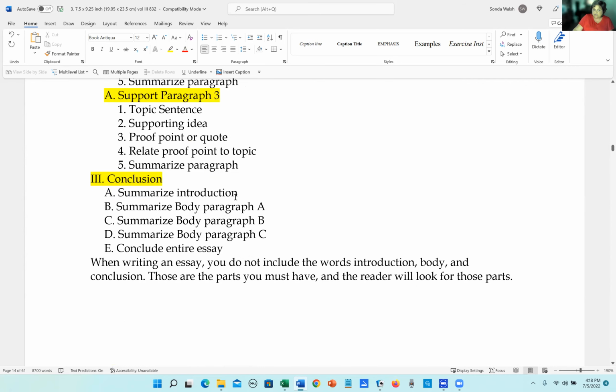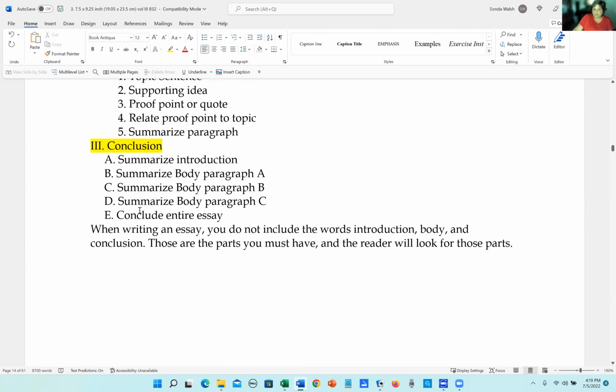And then in the conclusion, all you do is you tell what you just said. So you go back and you read the introduction, and you write a summary for the introduction. Then you summarize body paragraph A, you summarize body paragraph B, you summarize body paragraph C. 1 sentence, only 1 sentence for each. Summarizing the introduction is 1 sentence. Summarizing body paragraph A is 1 sentence. Summarizing body paragraph B is 1 sentence. And then the last sentence, you conclude the whole entire essay.